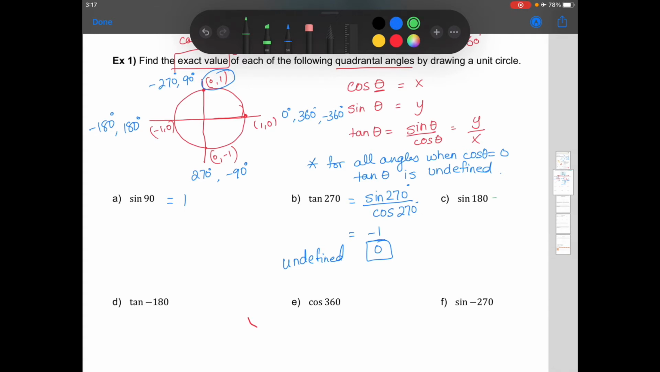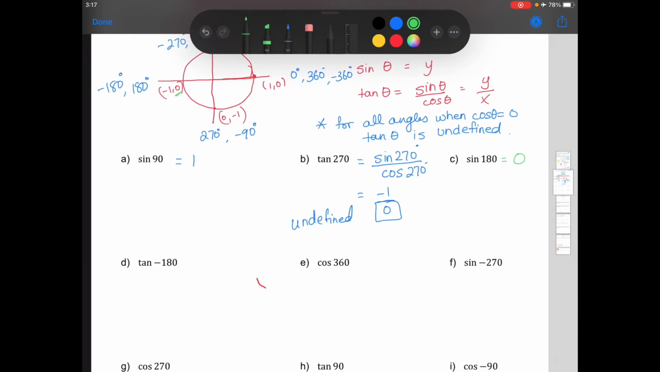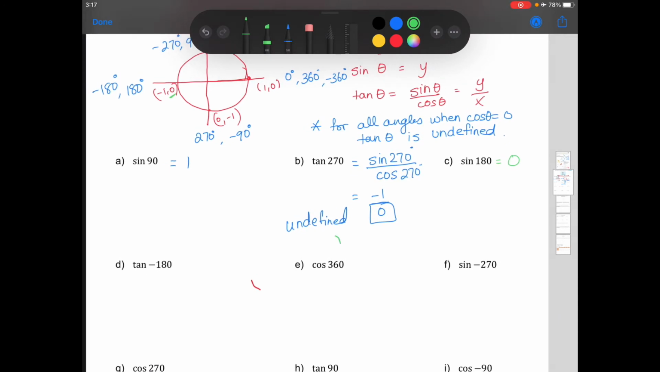Okay, so sine of 180, and use different colors. Sine is what? Your y. So what is the y coordinate at 180? 0. Tangent of negative 180. So again, tangent is sine over cosine. Sine is 0. Cosine is negative 1. 0 divided by negative 1 is just 0. Okay, we don't get confused with the 0 in the numerator. I don't really care about zeros in the numerator. It's going to be 0. But if you have a 0 in the denominator, it is undefined.